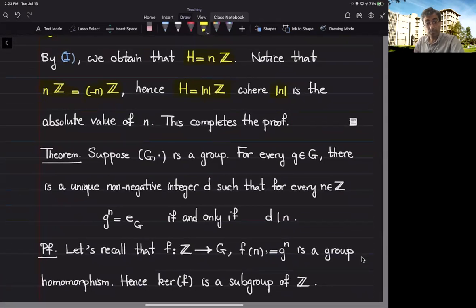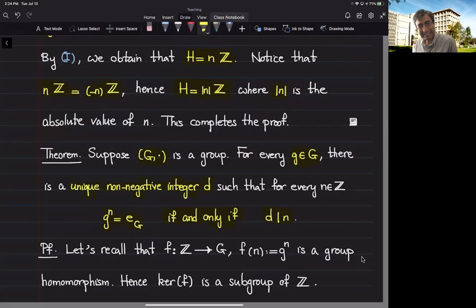Now, the next theorem also plays an important role in understanding cyclic groups in general and elements of an arbitrary group. So suppose I give you a group and I give you an element g of this group. Now, there is a unique non-negative integer d with the following property. First of all, g to the d is the neutral element. Second, if g to the n is the neutral element, then d divides n. I can write it in this format: g to the n is the neutral element if and only if n is a multiple of d.